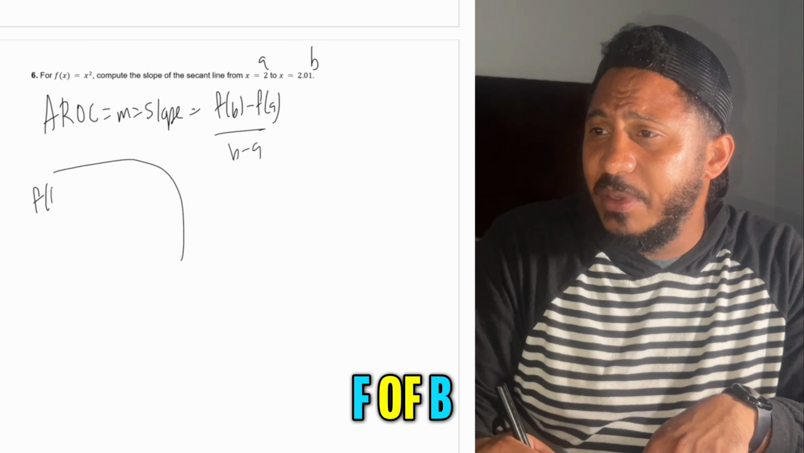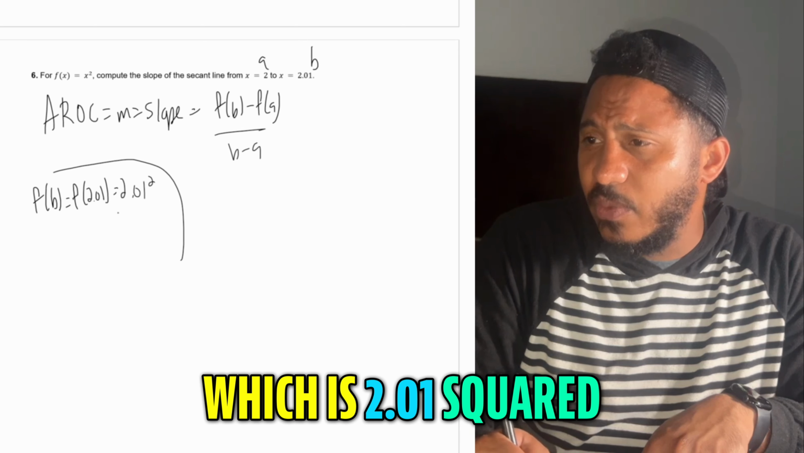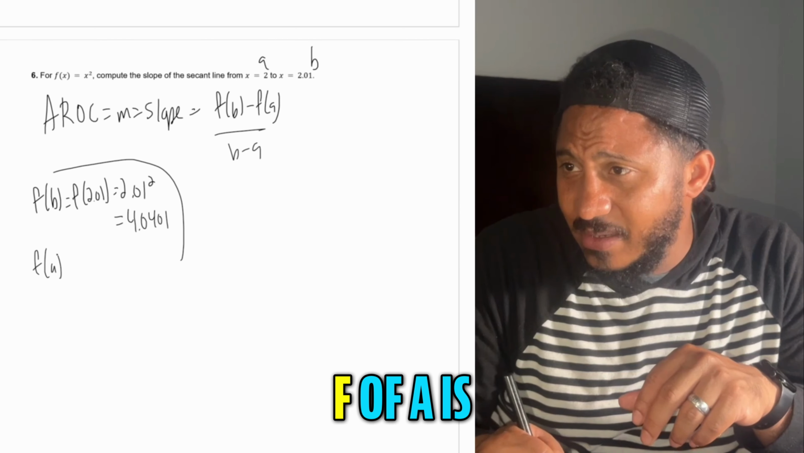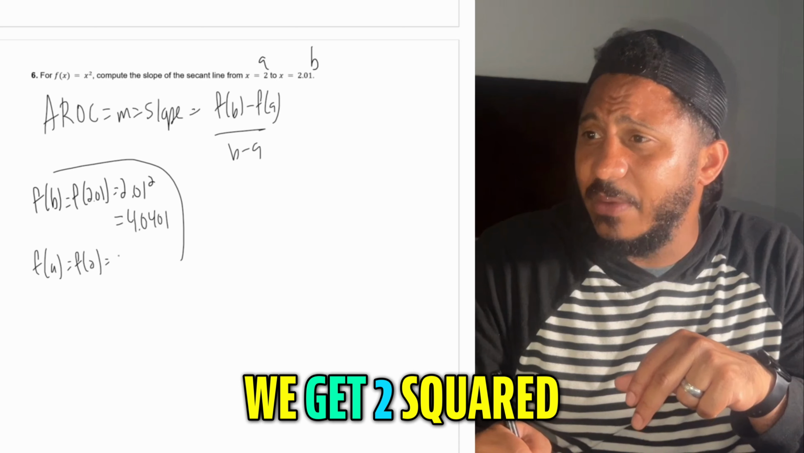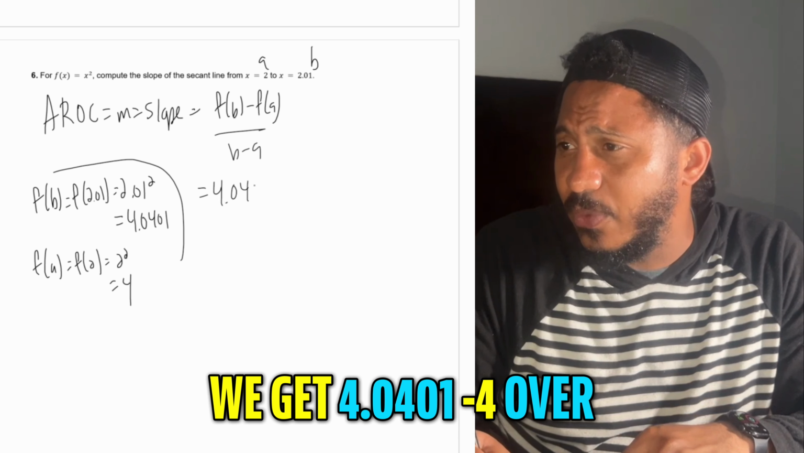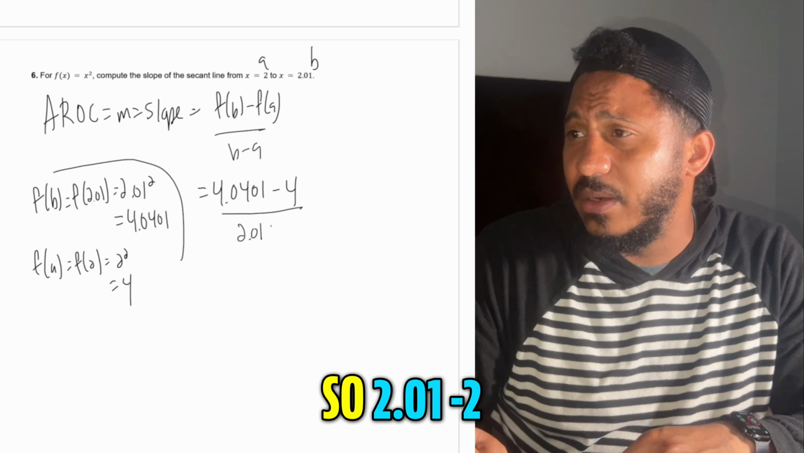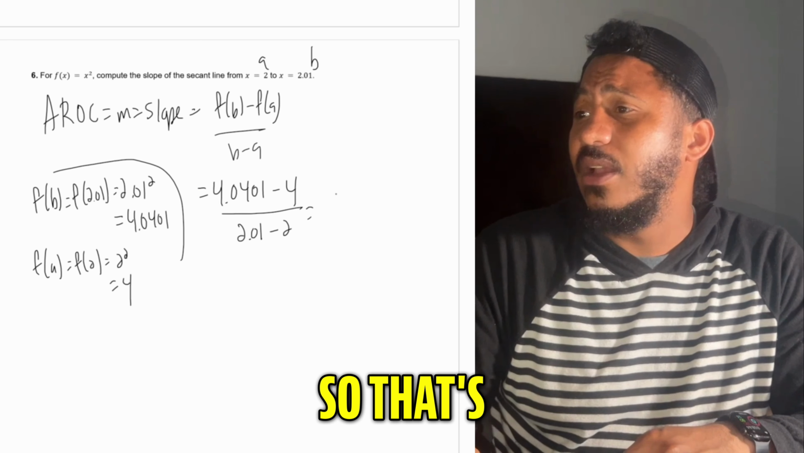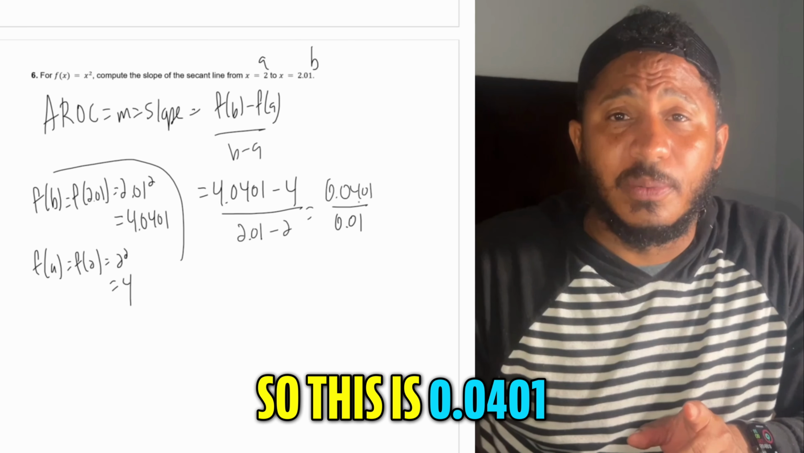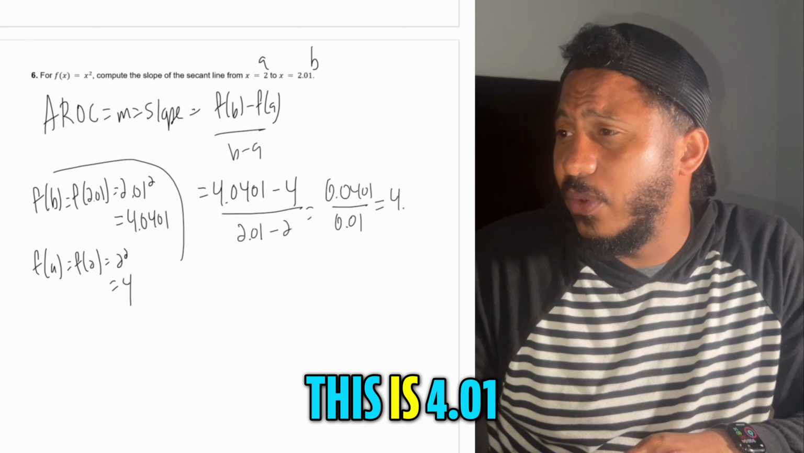We say, okay, f of b is f of 2.01, which is 2.01 squared. So that gives me 4.0401. Okay, f of a is f of 2, same thing, we get 2 squared, which is 4, okay? So plugging them in, we get 4.0401 minus 4 over b minus a, so 2.01 minus 2, all right? So that's 0.0401 divided by 0.01. So this is 0.0401 times 100, right? So move the decimal place 2 places over, we get 4.01.